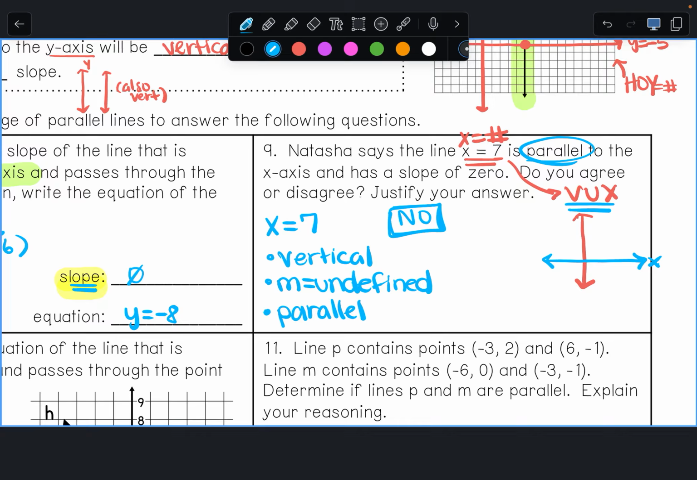Joanne. Parallel to the y-axis. Wait, hold on, let me write that down. Parallel to the y-axis, not the x-axis. Don't be complaining when I don't want to help you because you're over there chit-chatting.